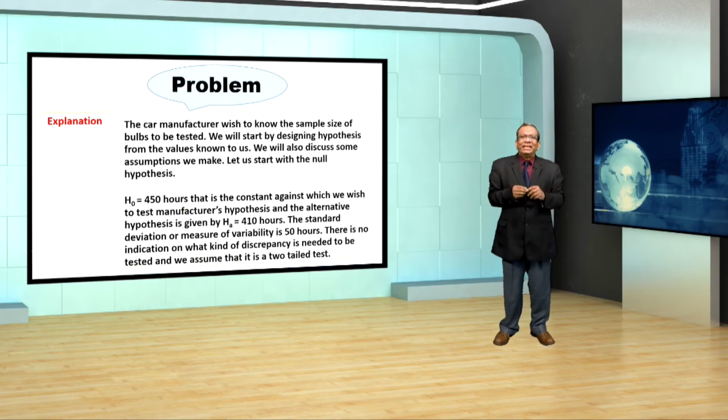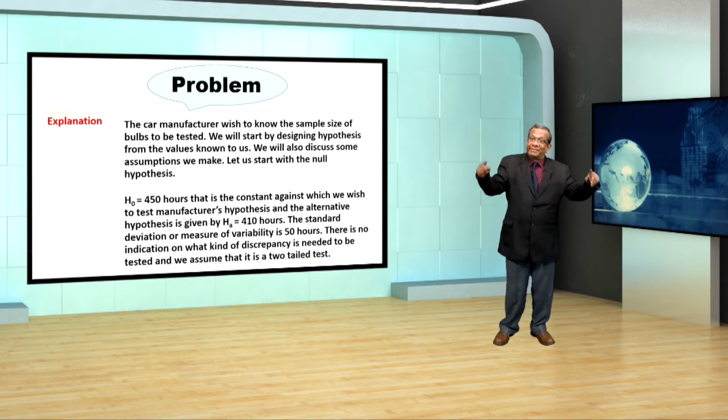Now the problem. The car manufacturer wished to know the sample size of bulbs to be tested. We will start by designing hypotheses from the values known to us. We will also discuss some assumptions we make. Let us start with the null hypothesis. The null hypothesis is 450 hours. That is the constant against which we test the manufacturer's hypothesis, where the alternative hypothesis is given by 410 hours. That means the population distribution is 450 hours with 50 hours of standard deviation. So this will be a separate distribution.